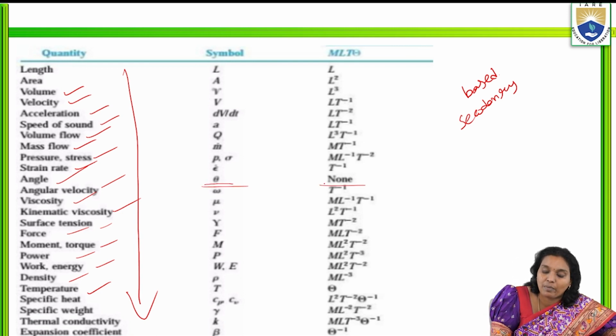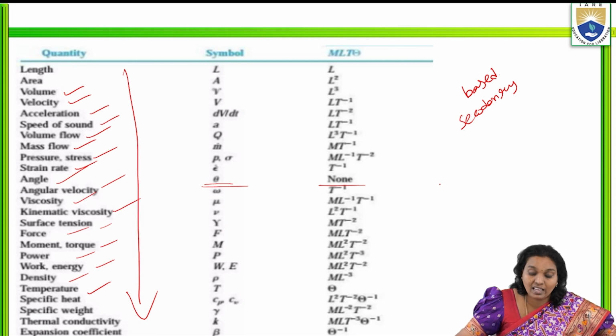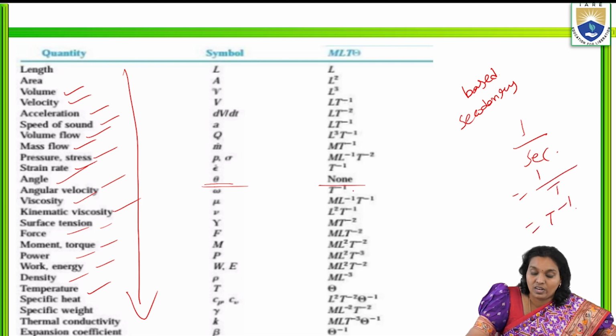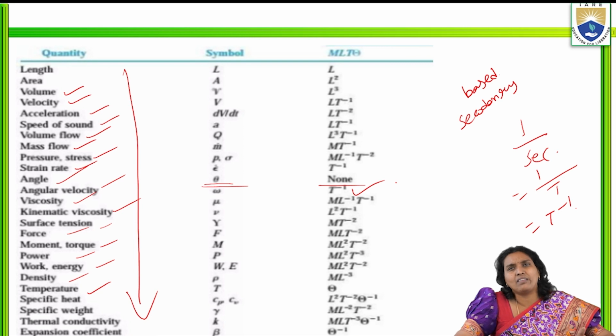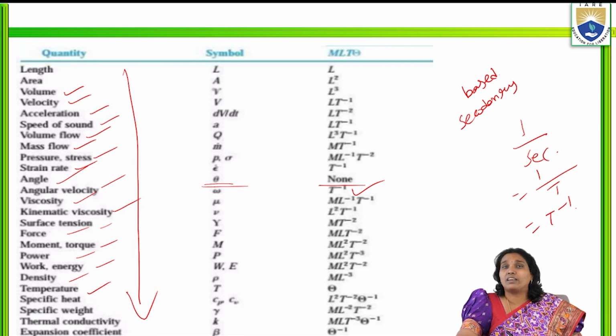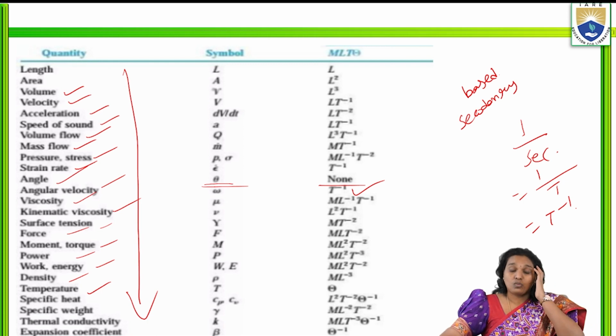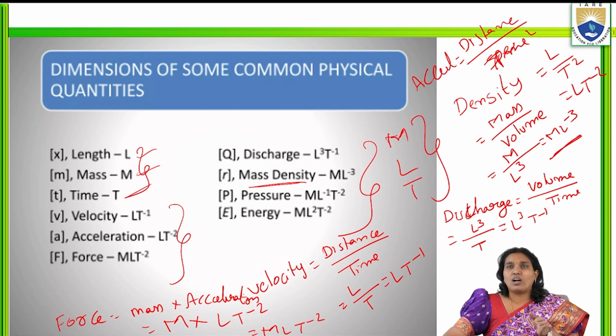For angle, there is no dimensional quantity. Coming to the angular velocity, that is equal to 1 by seconds. Seconds is nothing but time, so that comes under T to the power of minus 1. Similarly, each and every quantity which is present here is calculated from and comes under the fundamental quantities. So we may derive all these things.